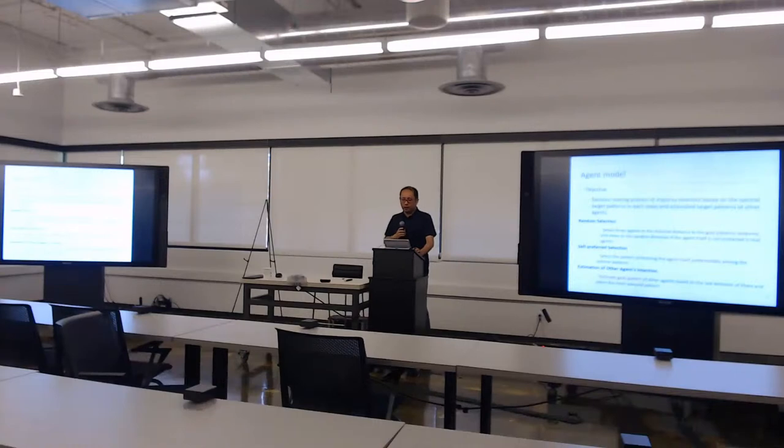Random selection: three agents at minimal distance to all patterns are selected randomly and move in a random direction, if the agent itself is not contained in the random agents. Next, preferred selection: select preferentially the pattern containing the agent itself. And estimation of the other agent's intention: estimate all patterns of the other agent based on the last behavior, and select the most selected pattern.